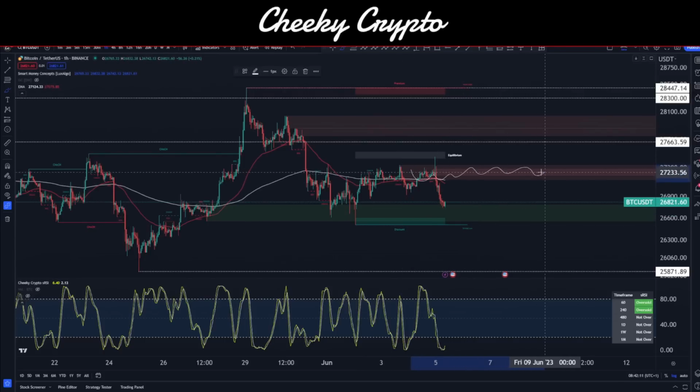The red area here, just below equilibrium, is acting as our internal sell order blocks. This is where the sellers are. So this is coming in at 27,125 to 27,337. You can see that we find a little bit of green right here, and this is because we're on top of the buy order block internally.